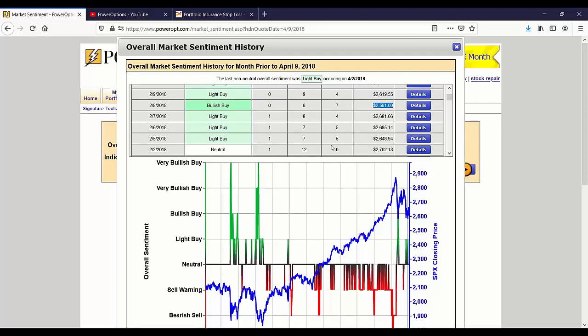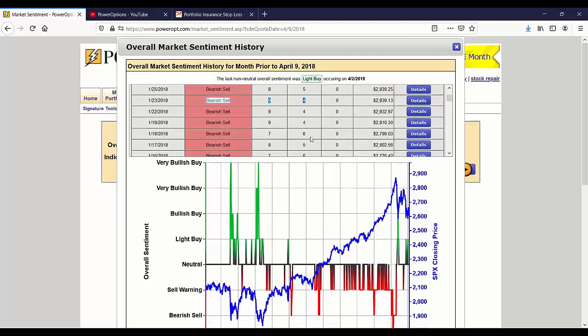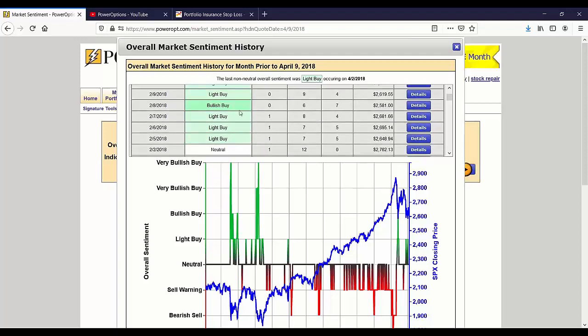Why? This was the start of the China trade tariffs, when the administration at that time suddenly decided, let's go to trade war with China. Market didn't like it, but it was the system. Market sentiment did not know that. It didn't know that that was essentially going to happen. But what it did know is that 8 of the 13 indicators were all extremely bearish, and it was screaming a bearish sell warning, and it happened.